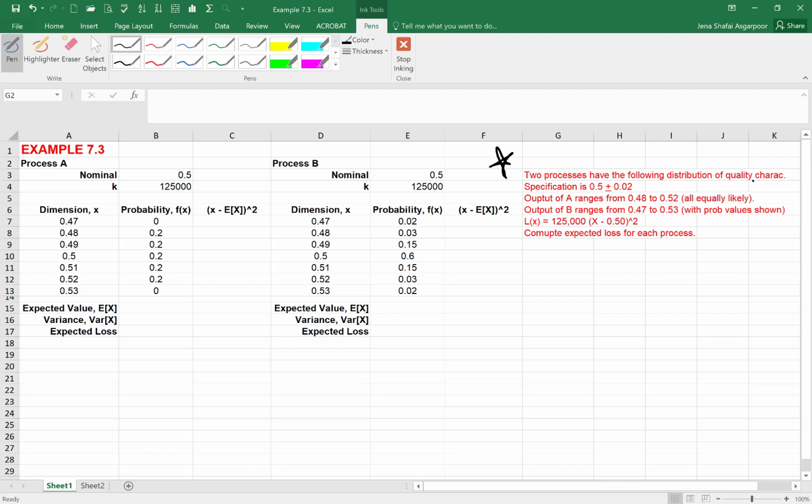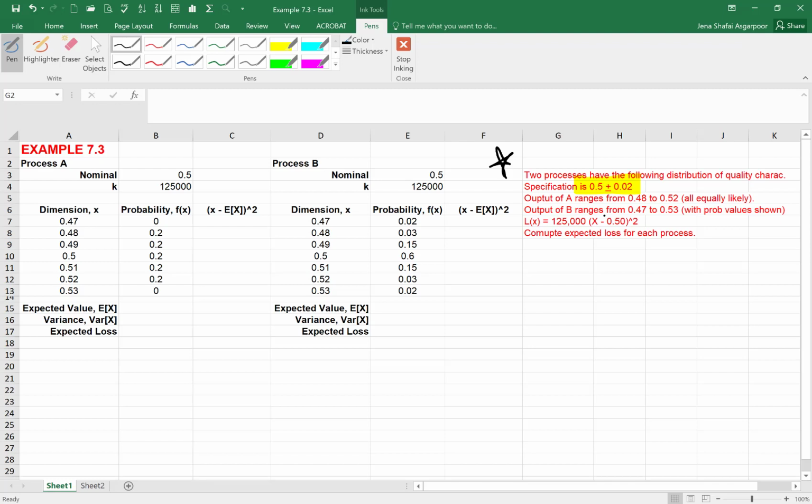Two processes have the following distribution of quality characteristics. So we have dimensions and probabilities for each of them indicated. The specification is 0.5 plus or minus 0.02. So there's our nominal and our range of tolerance. Output of A ranges from 0.48 to 0.52. You can see that outside, at 0.47 and 0.53, it's 0. So that process produces products that are between 0.48 and 0.52, and these are the associated probabilities of those values.